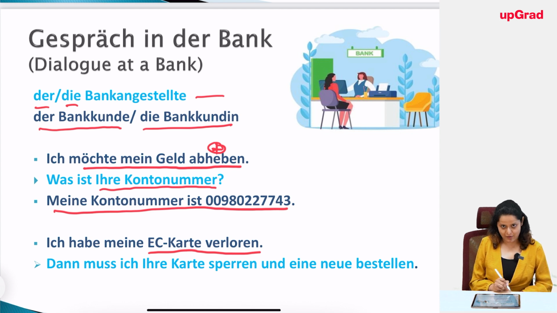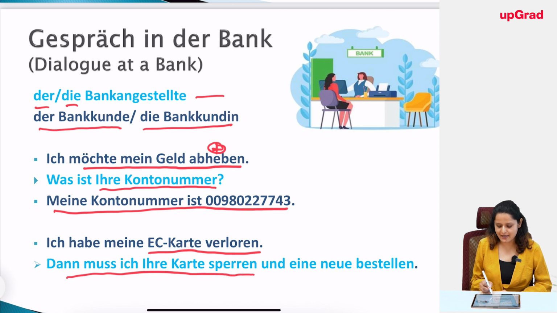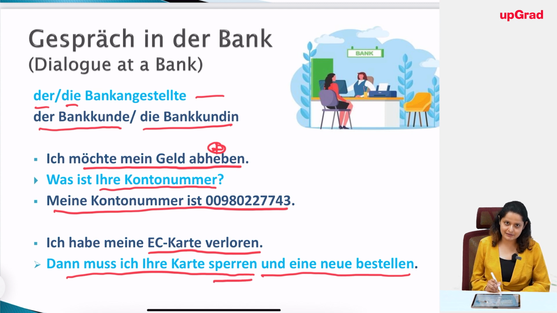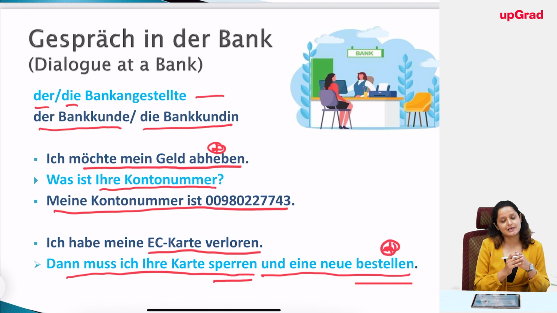You may get a response which says, dann muss ich Ihre EC-Karte sperren und eine neue bestellen. Which means I must now block this card and order another one for you. So, Ihre EC-Karte sperren. Sperren means they are telling that we will block this card or lock this card now. Und eine neue bestellen. So bestellen we have used in context of food as well when we talk of ordering food, and here we are using this word bestellen in terms of ordering another card.